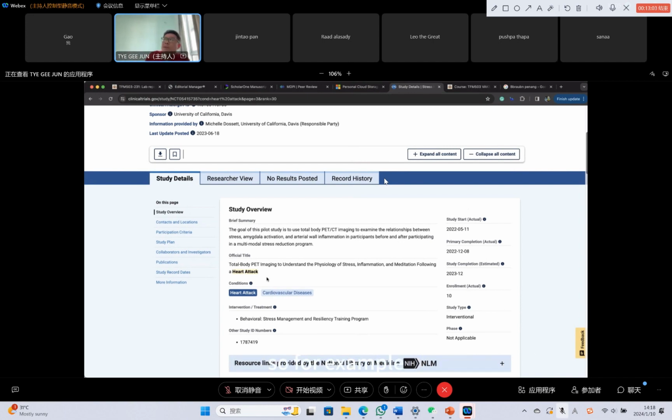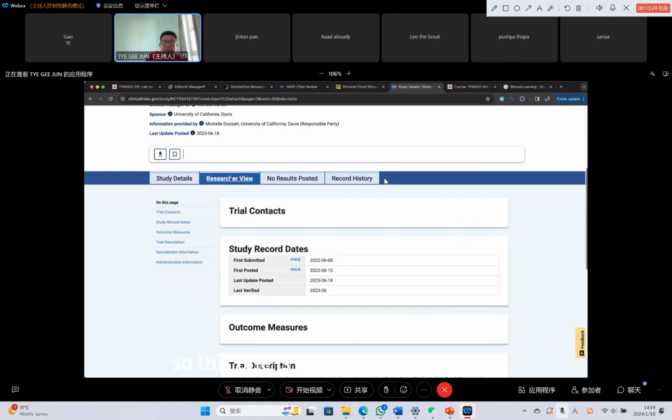Okay. So, for example, if you want to do gene therapy for a certain disease, you might want to look at clinicaltrials.gov to see if there's any gene therapy that has already been done. That gives you an idea of what you actually need to put in order to achieve whatever you want to achieve in the future. Okay. So this one is the researcher's view.